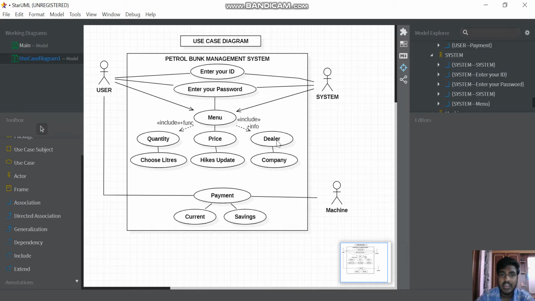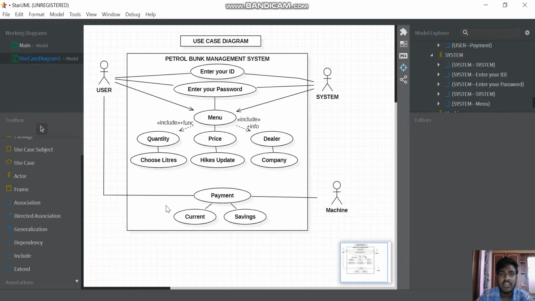So thirdly, I give dealer. There are many dealers in petrol. Some dealers provide petrol price cheap, and some dealers provide petrol price high, but the quality will be good, and it also gives more mileage, so that a user can choose a reasonable dealer. So I gave dealer and their company. So these are the options, that is services and functionalities I included inside menu. These are the use cases I used inside the menu using include functions. It's mandatory.